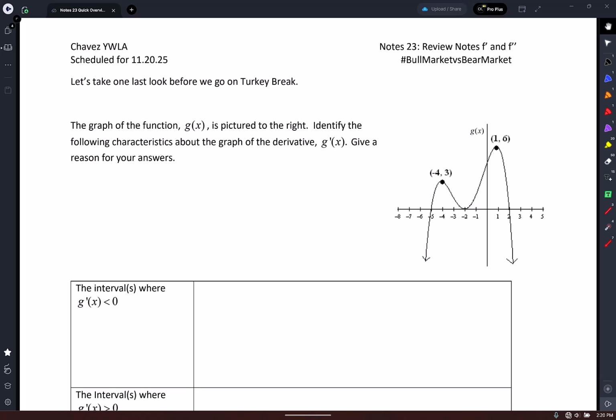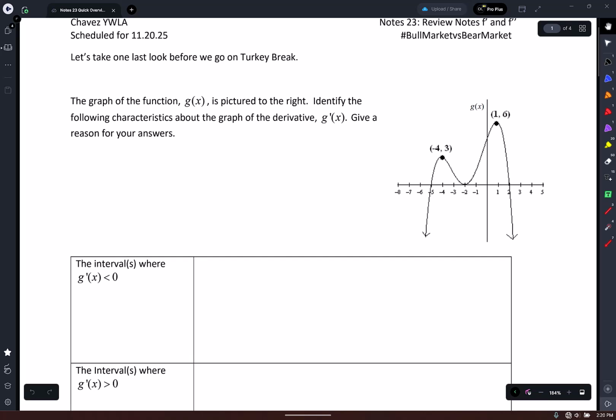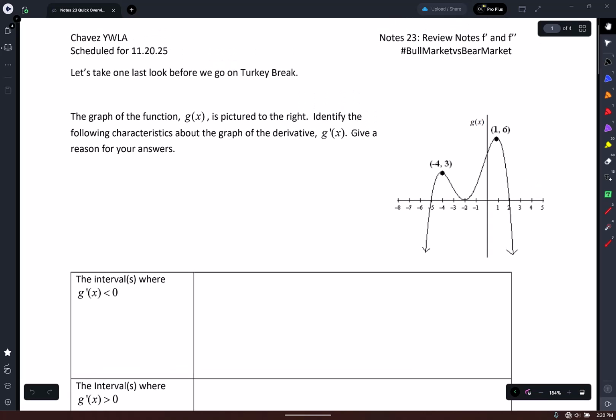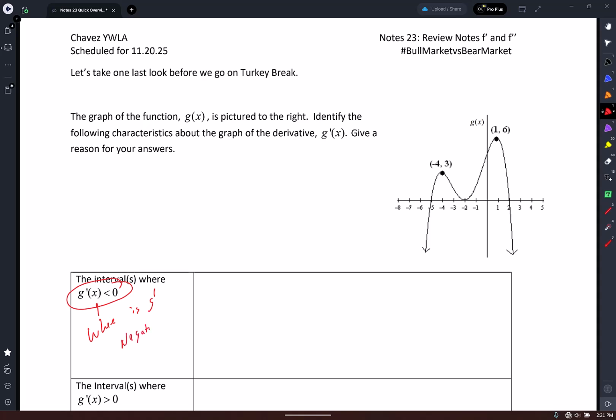The graph of the function g of x is pictured to the right. So what graph am I looking at? G of x. Identify the following characteristics about the graph of the derivative g prime. Give a reason for your answers. The interval where g prime is negative. So where is g prime negative? Well, because I'm looking at the graph, g prime is negative whenever g is decreasing.